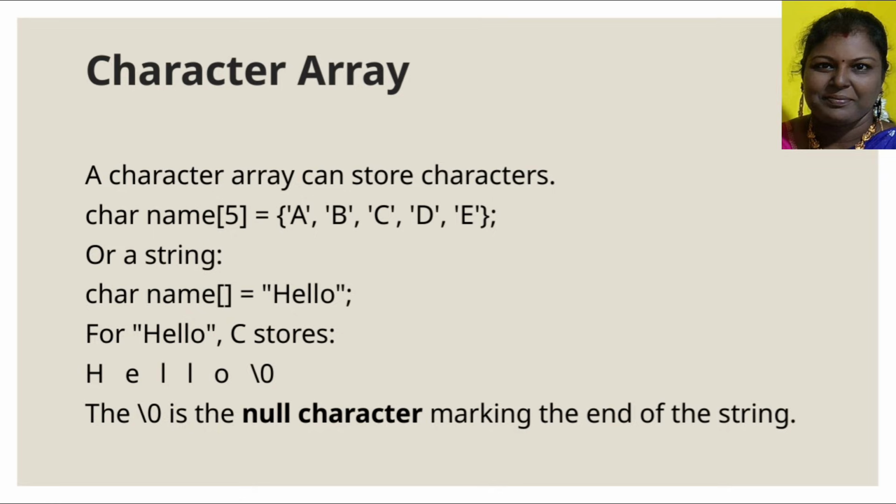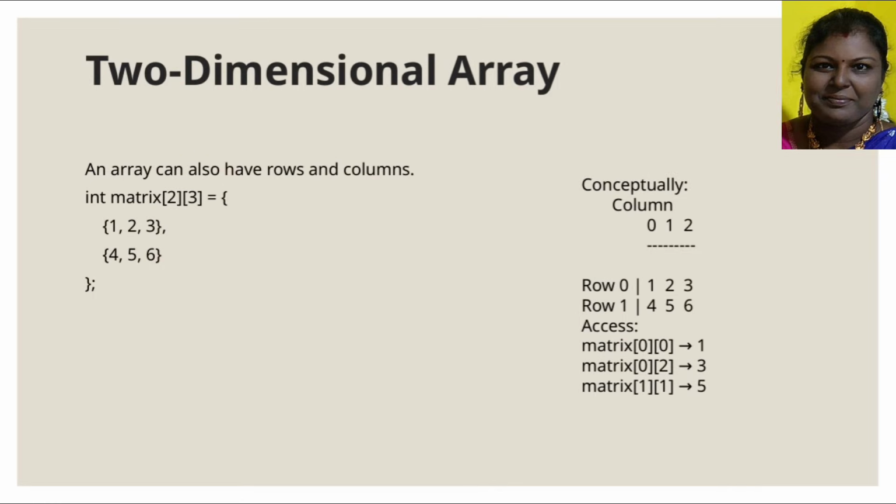Let's talk about two-dimensional arrays, a way to organize data in rows and columns, like a grid. Imagine a matrix with 2 rows and 3 columns. Each spot holds a value, and we access it using 2 indexes, one for the row, one for the column. For example, matrix[0][0] is 1, while matrix[1][1] is 5. This structure helps us manage data that naturally fits into tables or grids, making complex information easier to handle.